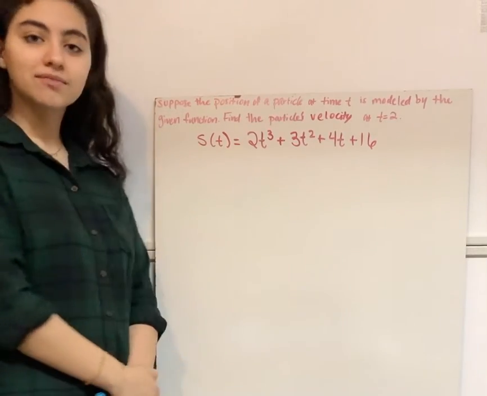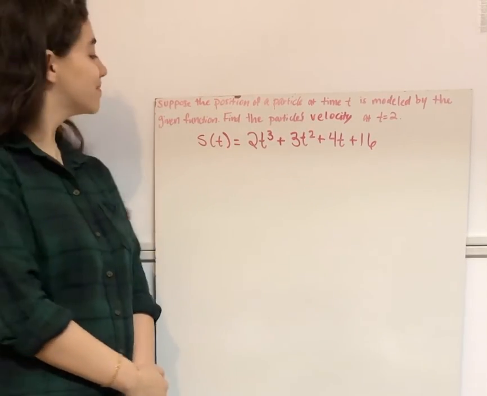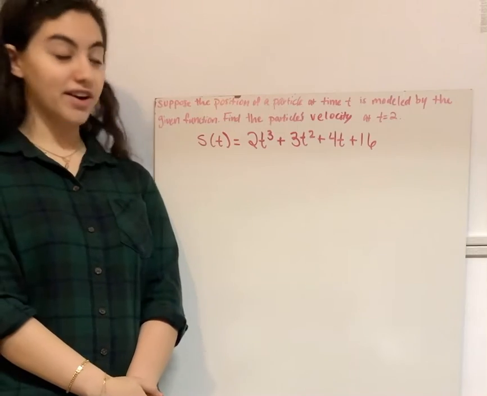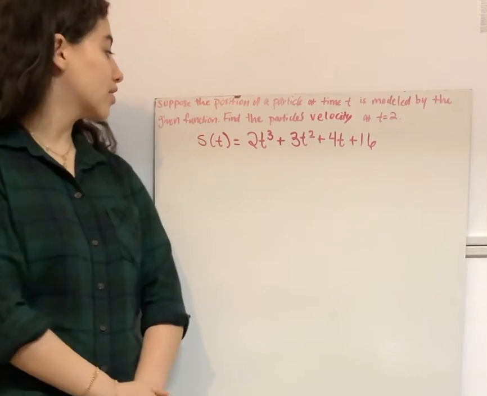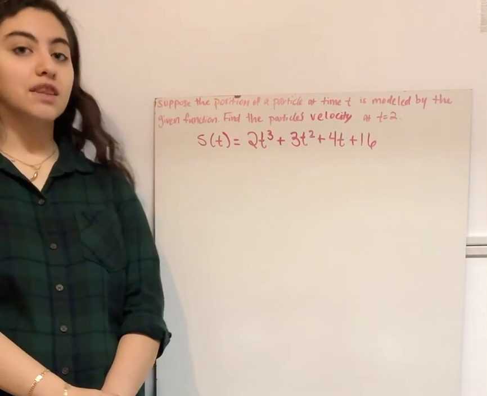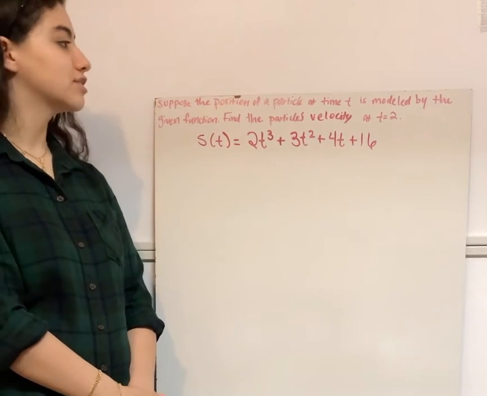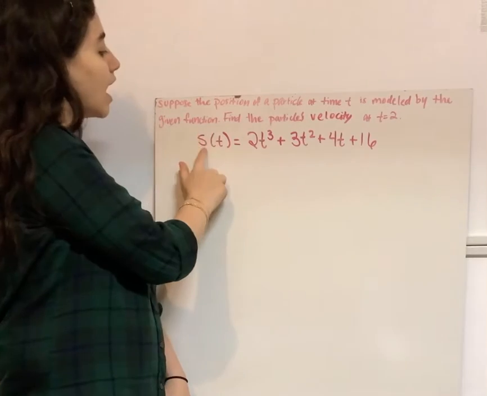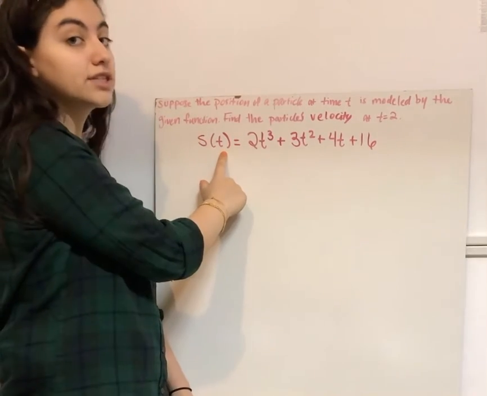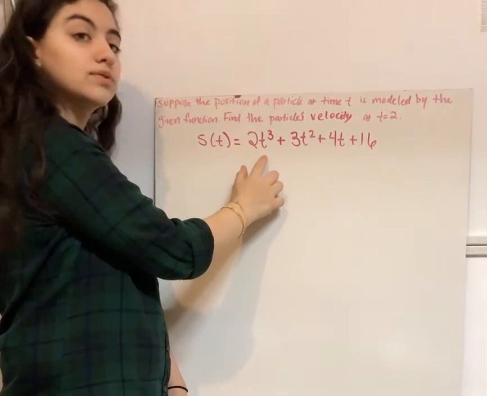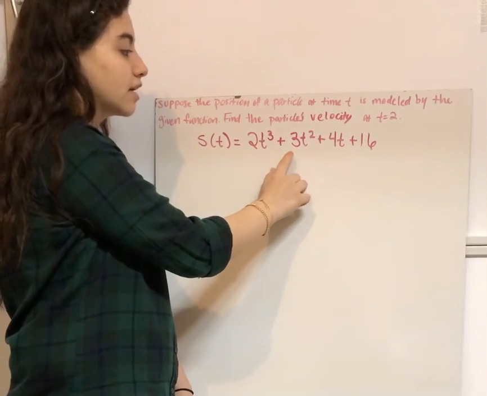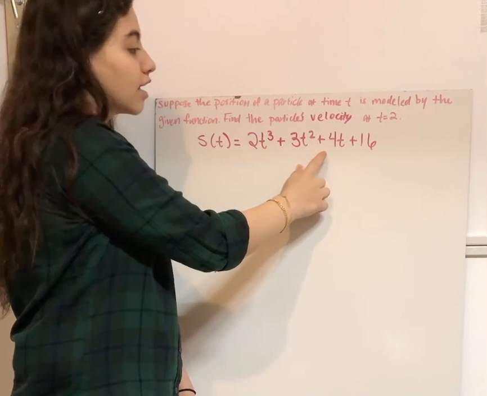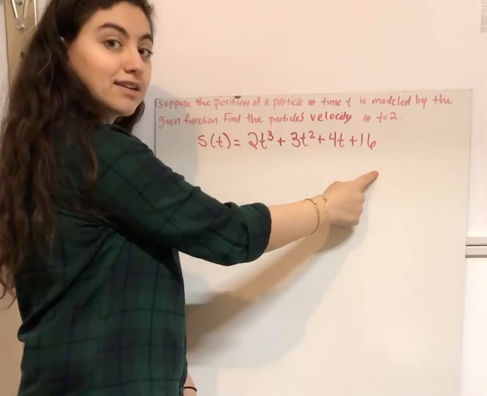Here we have a problem ready for us. Let's read it together. Suppose the position of a particle at time t is modeled by the given function. Find the particle's position at t equals 2. Here we have our function. Let's read it. S of t, which models our position, equals 2t cubed plus 3t squared plus 4t plus 16.